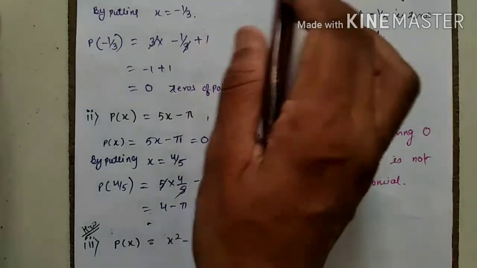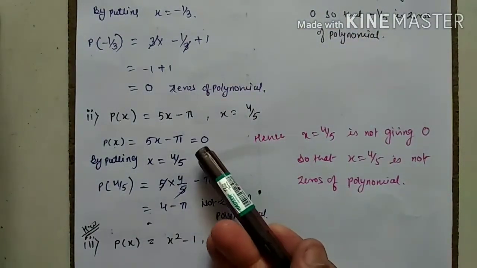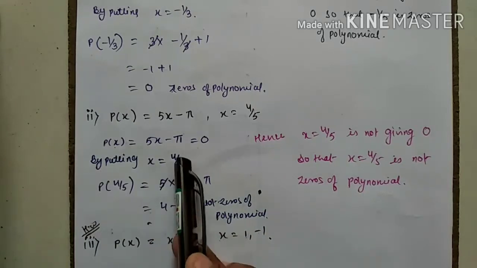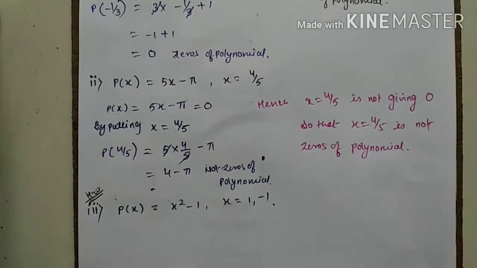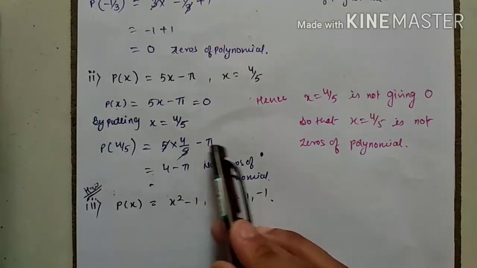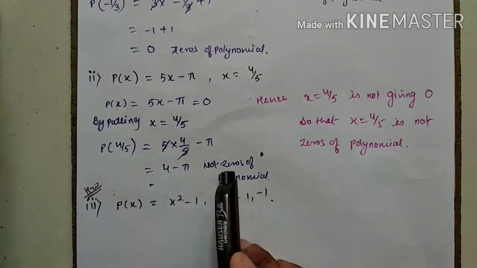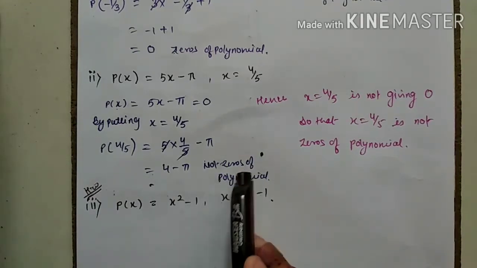Why am I putting 0? Because I want the zeros of the polynomial. If I get the zeros of the polynomial, then it is satisfying. Otherwise it is not. So by putting x equals to 4 by 5, on the place of x, what I put is 4 by 5. So 5 into 4 by 5 minus pi. 5 cancels with 5. What am I getting? 4 minus pi. So this is not a zero of the polynomial.